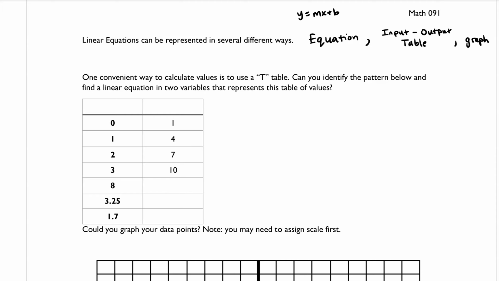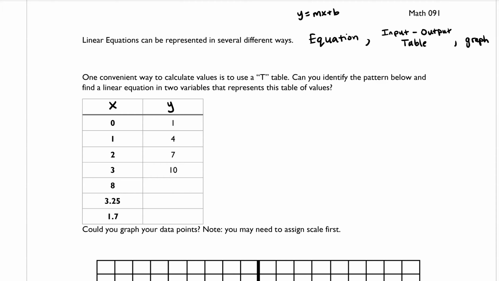So the next line says, one convenient way to calculate values is to use a t-table, which is synonymous with input-output table. You can use either one. Can you identify the pattern below and find a linear equation in two variables that represent this table of values? So first off, I just want to label the columns and say the left-hand side is the x column and the right-hand side is the y column. Now, what is the pattern here?